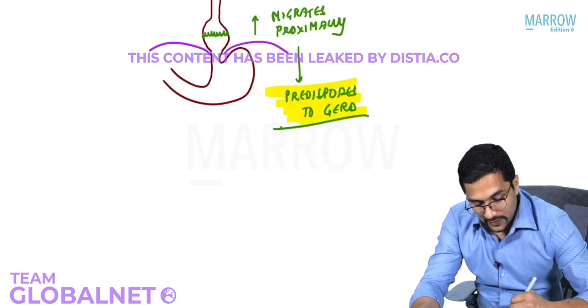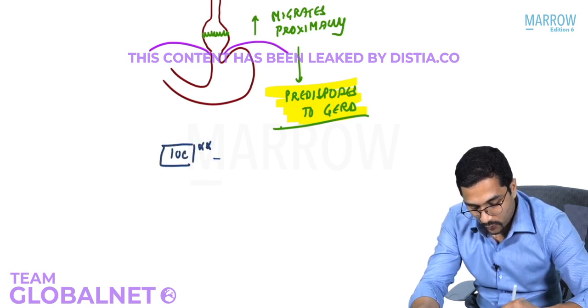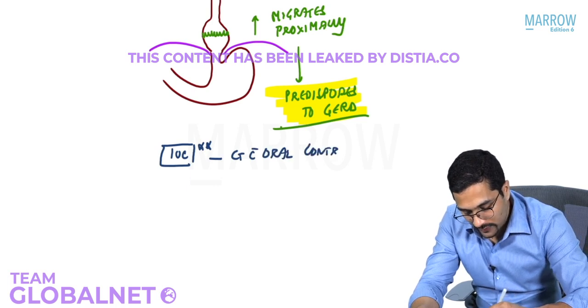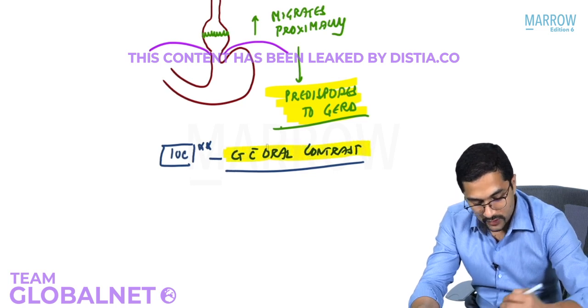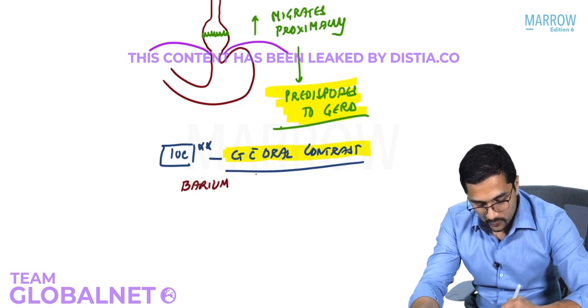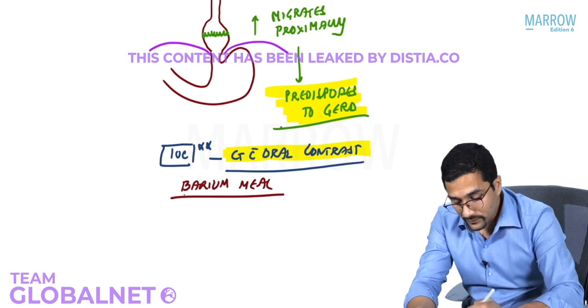Now, how do we confirm the diagnosis? The investigation of choice according to the latest Bailey, and that's what we'll follow, is CT with oral contrast. This has also been asked in the exam. This is what is written in Bailey. Of course, we can even do a barium meal in these patients, and we can see the hiatal hernia.